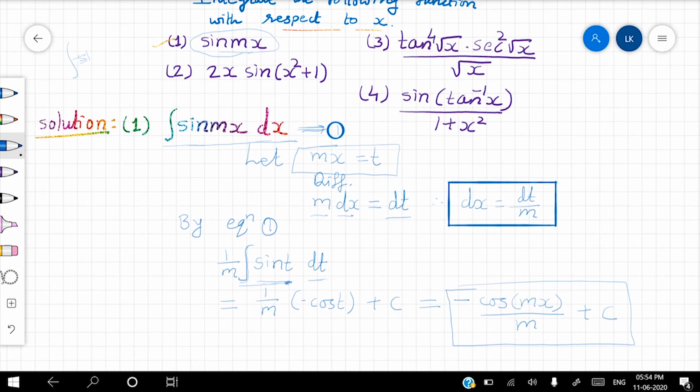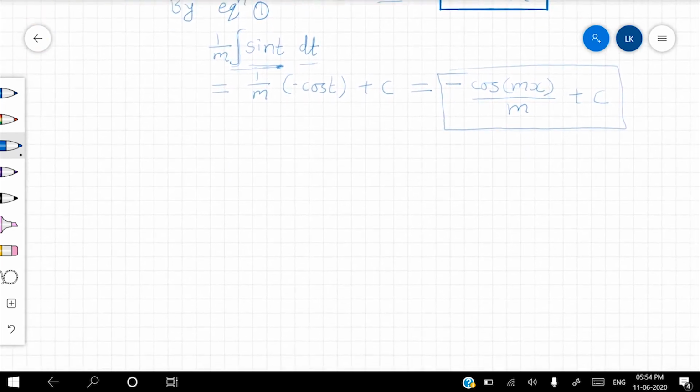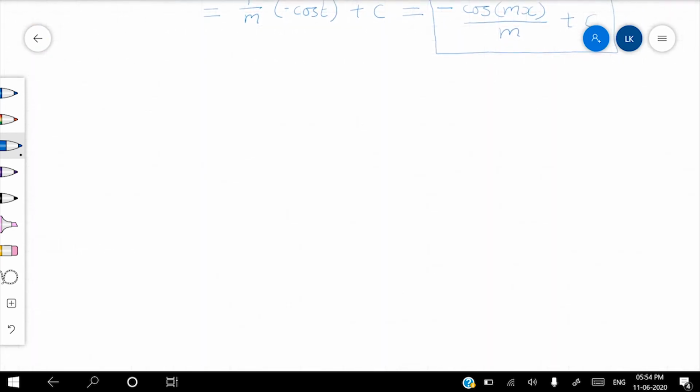The second question is, find the integral of 2x sin of x square plus 1. Do it fast, try yourself. Okay. Mathematics you cannot do directly. Without writing, you cannot do it successfully in maths.